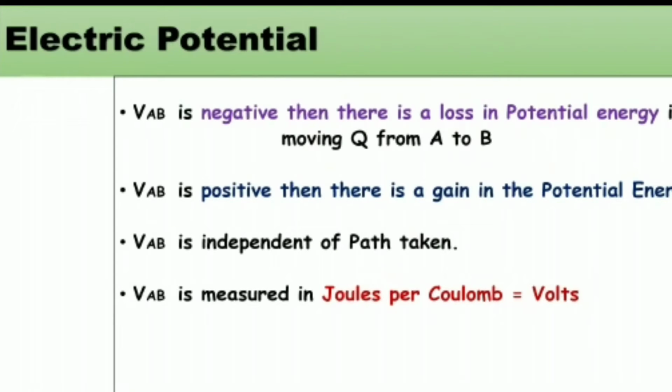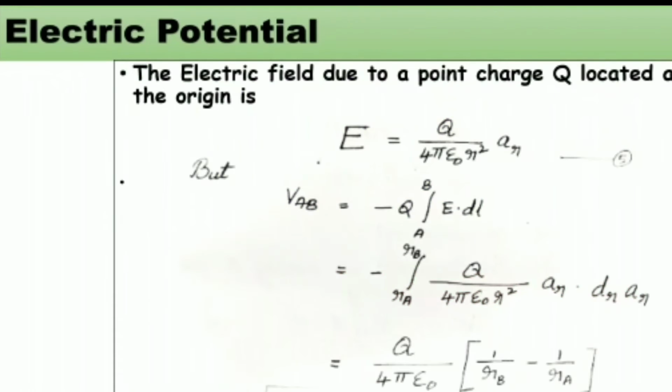If VAB, the potential difference, is negative, then there is a loss in potential energy in moving a charge from point A to point B. If VAB is negative, then there is loss in potential energy in moving the charge. If VAB is positive, then there is a gain in the potential energy. And VAB is independent of path taken. VAB means potential difference between 2 points A and B. VAB is independent of path taken, and VAB is measured in joules per coulomb, that is volts.